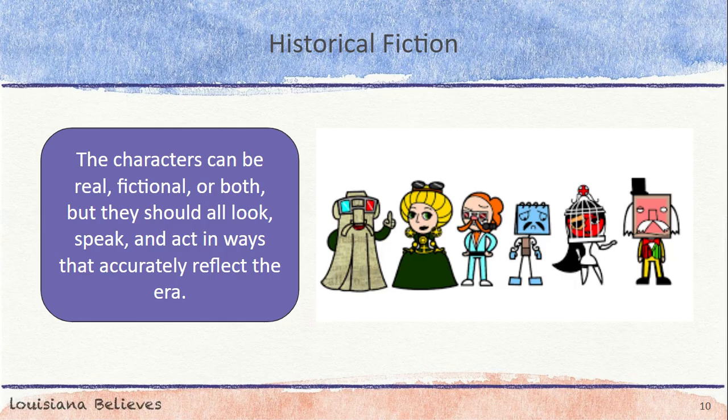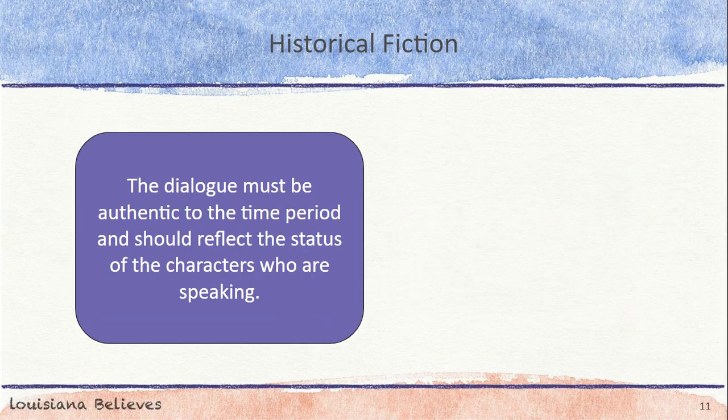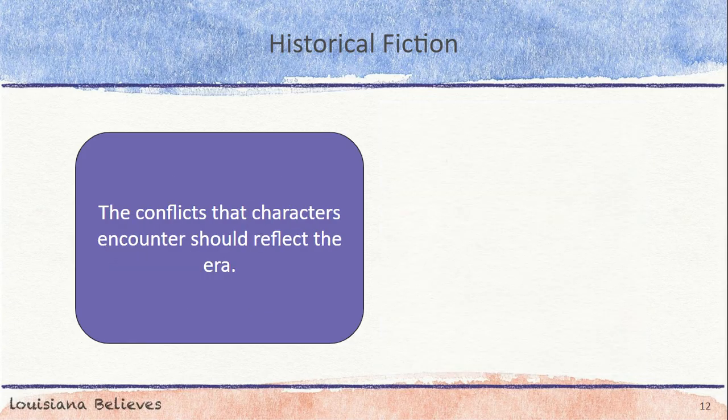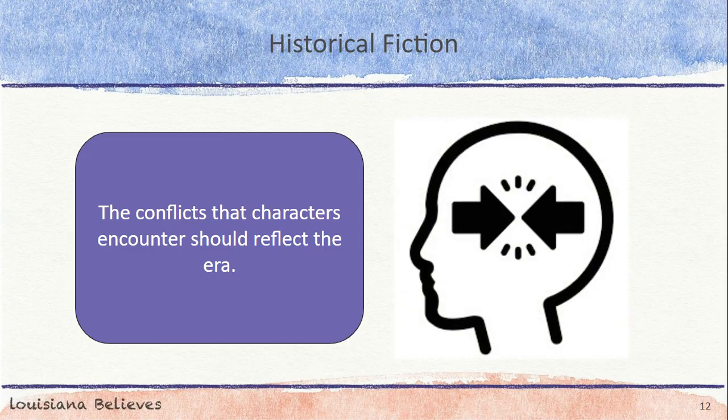Mary's reign. The dialogue must be authentic to the time period and should reflect the status of the characters who are speaking. For example, British soldiers in the Revolutionary War wouldn't use Western slang of today. The problems the characters encounter should be conflicts people of the era would encounter. For example, your book might describe the hesitation and fear a German soldier feels as he heads to the Eastern Front, where he knows he is likely to die.